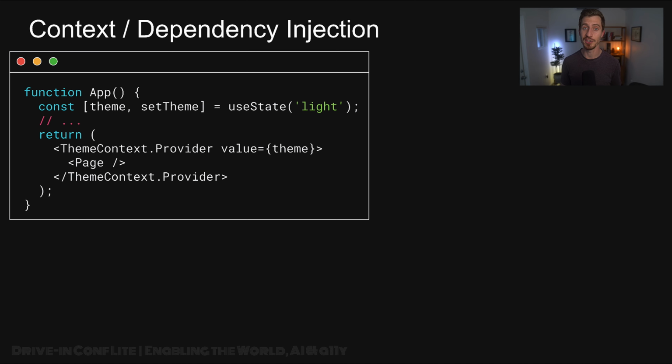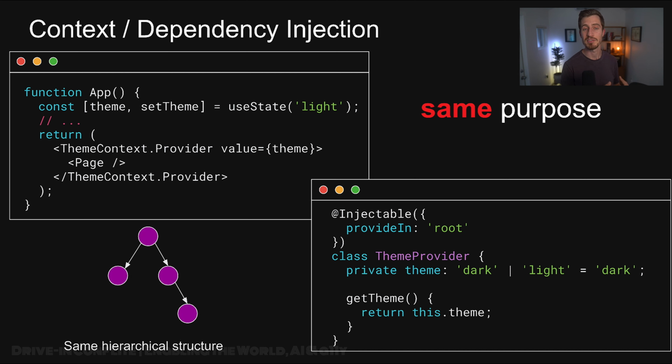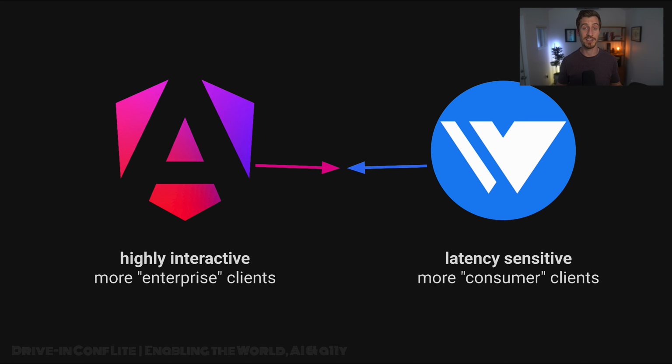What if I tell you that Angular's dependency injection and React's context API are in fact serving very much the same purpose, and they have very much the same hierarchical structure? So frameworks are not that different, and there are a couple of deviations. One of them, as I mentioned, between Angular and React occurred thanks to the fine-grained reactivity that Angular implemented with signals.